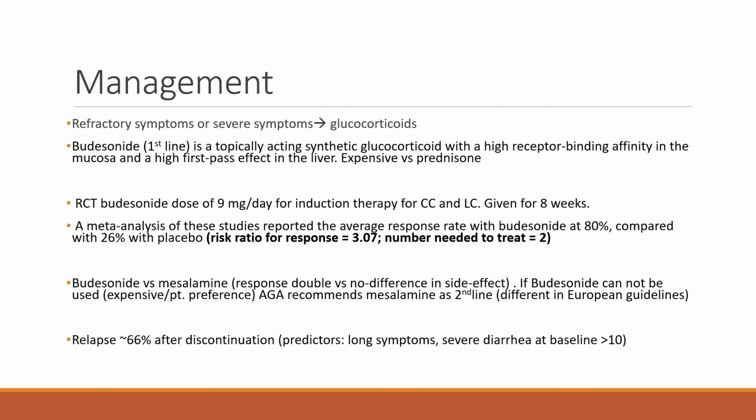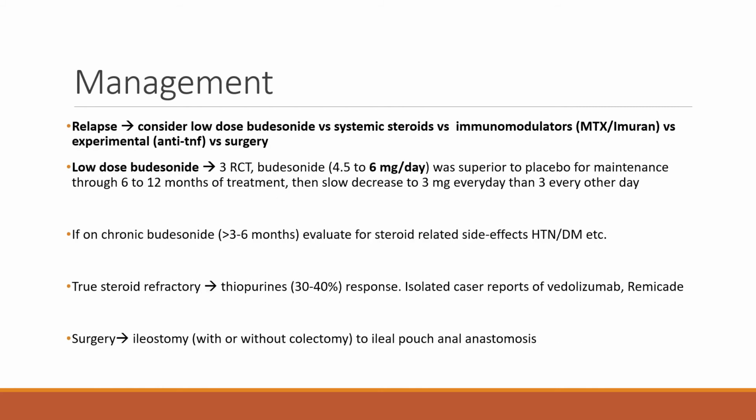The predictors of relapse were longer duration of symptoms and severe diarrhea at baseline. So what to do if there is relapse? You can consider restarting low dose budesonide. Some researchers and some guidelines recommend starting at 6 milligrams per day compared to 9 milligrams, and then slowly tapering it to 3 milligrams per day, then 3 milligrams every other day, and so forth. Versus some researchers who just blast them with prednisone and see what happens.